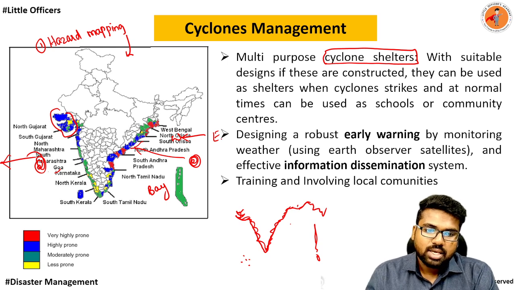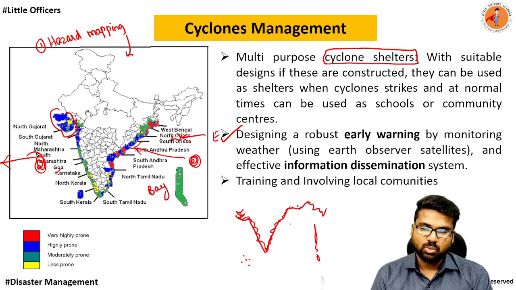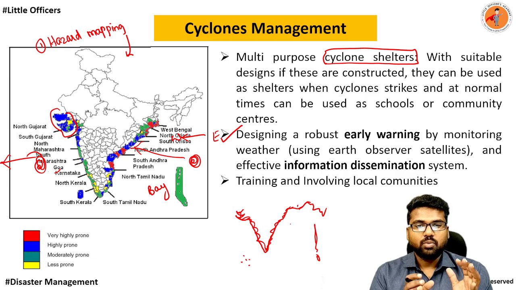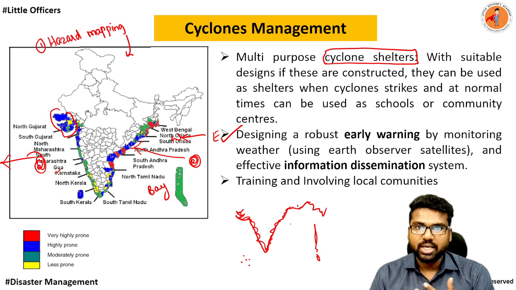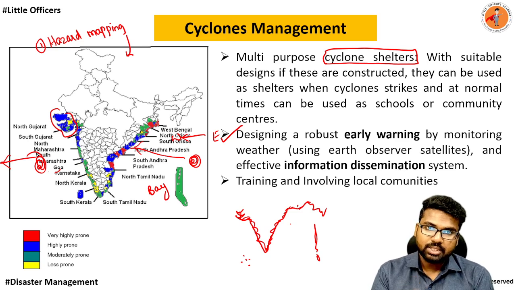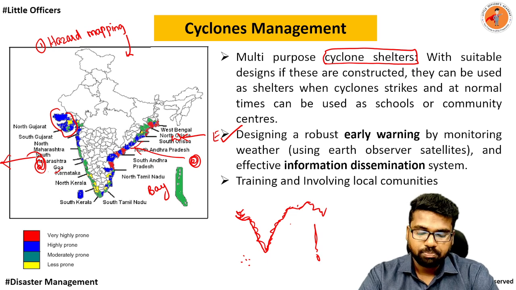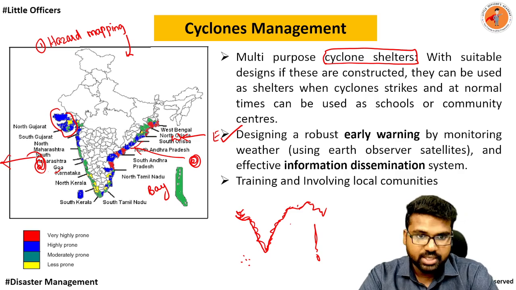The second thing is designing a robust early warning system. This is also a part of your mitigation and also preparedness. We now have good satellites, good weather prediction, weather monitoring satellites and remote sensing satellites. And there is better data acquisition plus processing, and also good information dissemination, good connectivity.